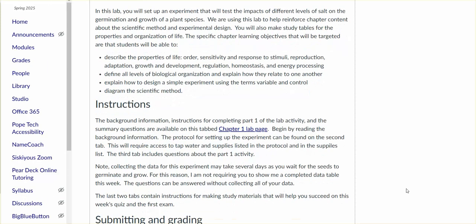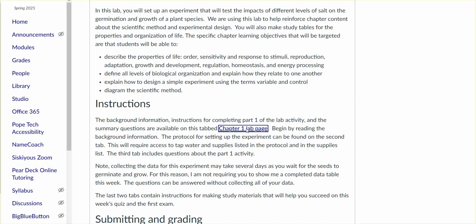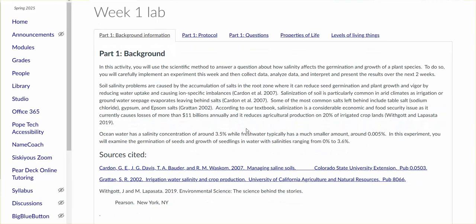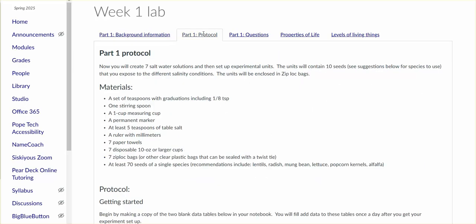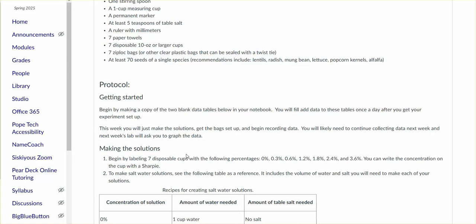The next thing in the Week 1 module is our chapter 1 laboratory. And this is a hands-on lab. Part 1 is a hands-on lab where you are going to be looking at the impacts of increasing salinity concentration on the germination of a plant of your choice. You are going to need some supplies to complete this lab. So here's a list of the materials that you'll need.